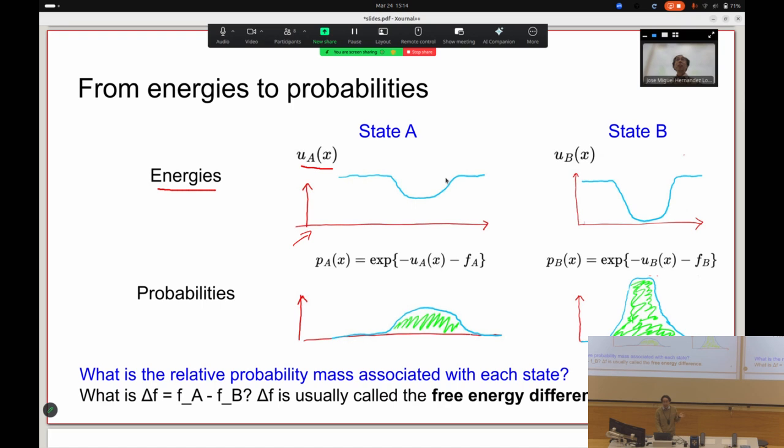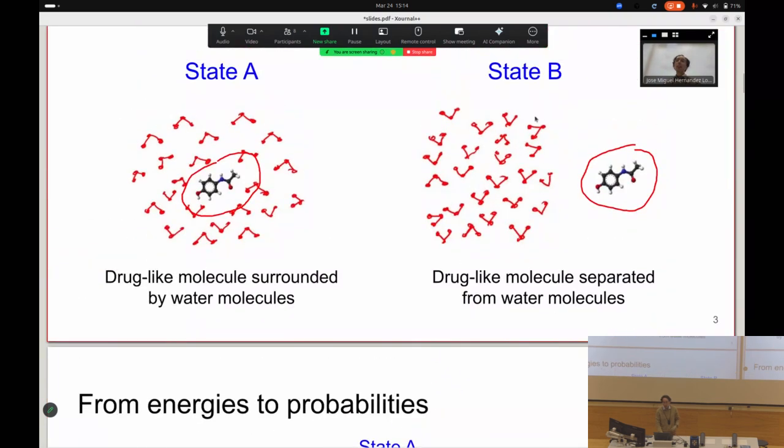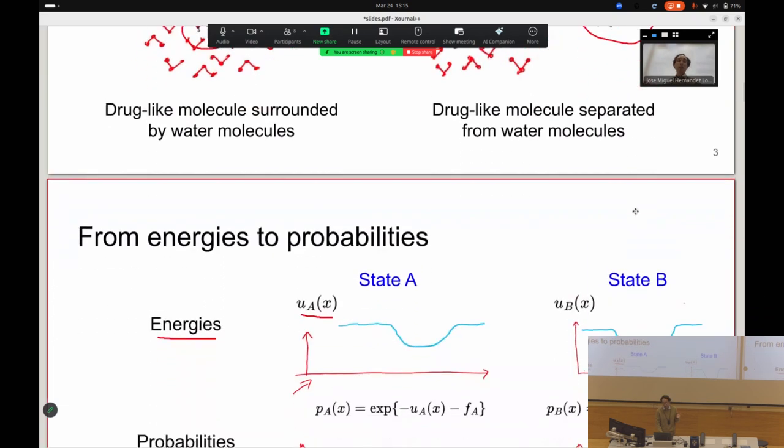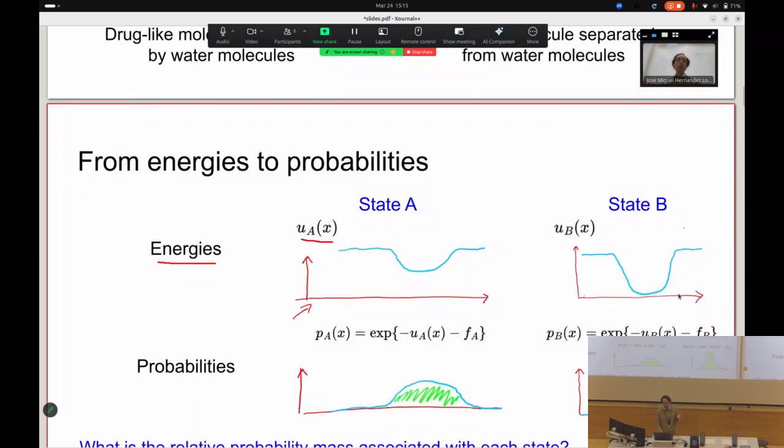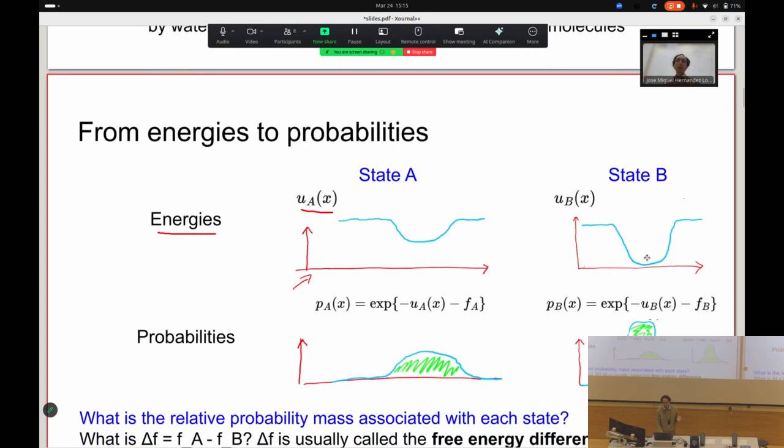And there are interactions between the water molecules and the drug-like molecule. And we have a state B, and in state B you just have in vacuum water molecules together, you have in vacuum these molecules separated, and they don't talk to each other, they don't see each other, they are completely far away. And there is going to be some configuration of the space that corresponds to state B, and there is going to be some energy for the configurations of the atoms in that space.